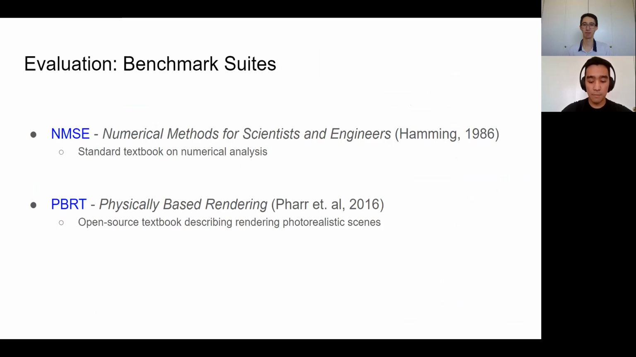So we use two main benchmark suites. The first is from Hamming's Numerical Methods for Scientists and Engineers. This is a standard textbook on numerical analysis, full of naive expressions with high error. The second is Physically Based Rendering. This is an open source textbook describing techniques in rendering photorealistic scenes. So here are three examples.